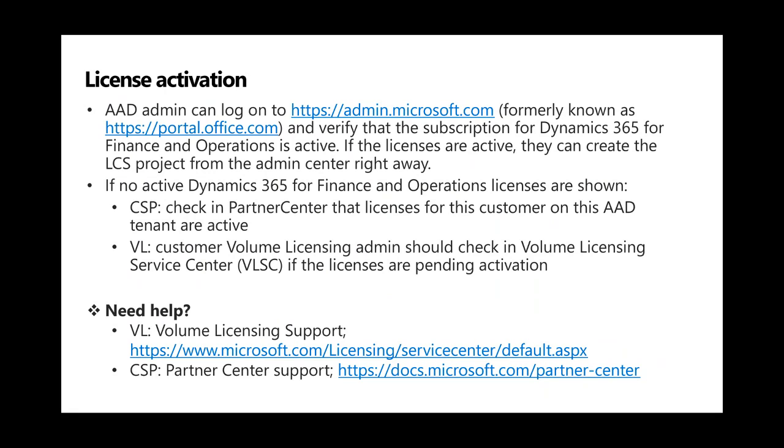So the first thing I want to share with you is how to check on that. The Azure Active Directory admin can log on to the Microsoft 365 admin portal, and in there, they will be able to verify under billing whether the subscriptions exist and the licenses are active. If they see an entry there for active licenses, then they should also see the Microsoft Dynamics for Operations entry under Admin Center and be able to create the project from there.